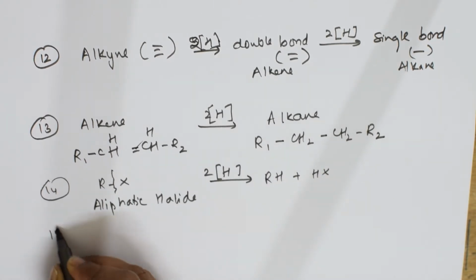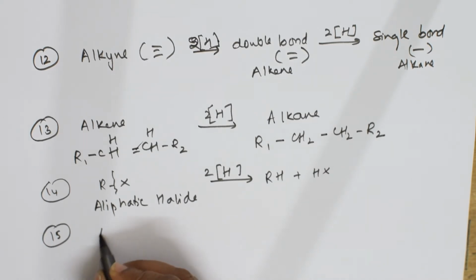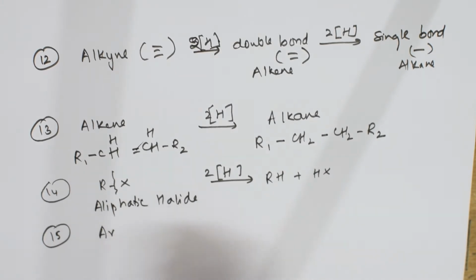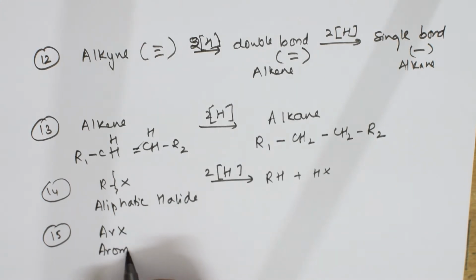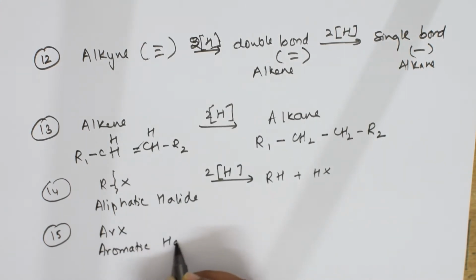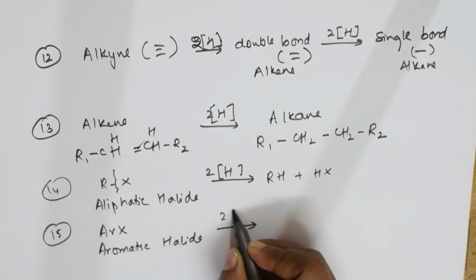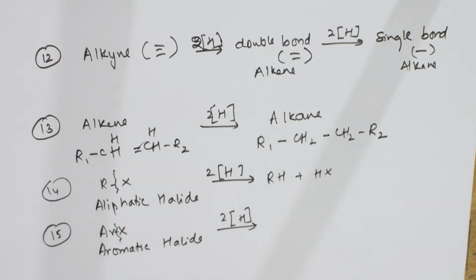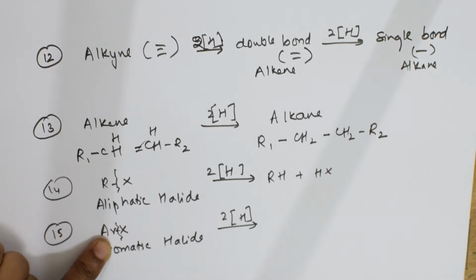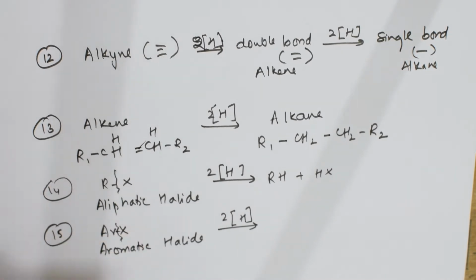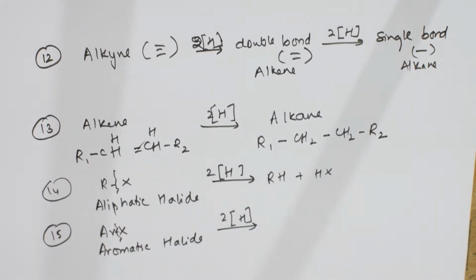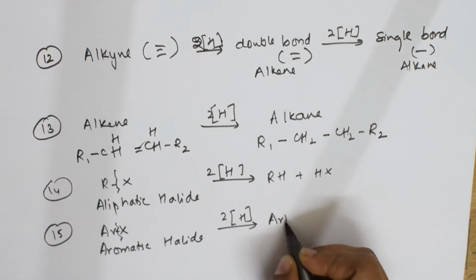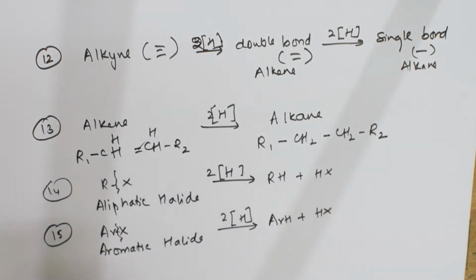Suppose I have an aromatic halide, same thing. An aromatic halide is nothing but an aromatic compound, the benzene ring with X. What is this compound called? This is called an aromatic halide, right? Suppose I take the aromatic halide and do the reduction process, what will I get? Again, there is a cleavage of the bond here. One hydrogen adds to the benzene ring, one more hydrogen adds to the X, right? And what do I get? I get ArH plus HX, right, students?